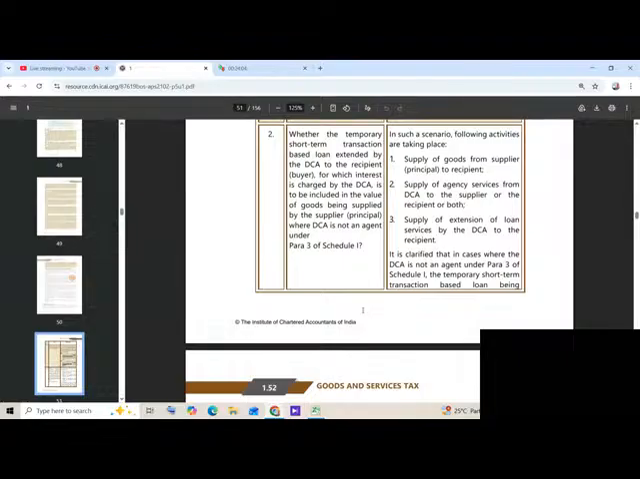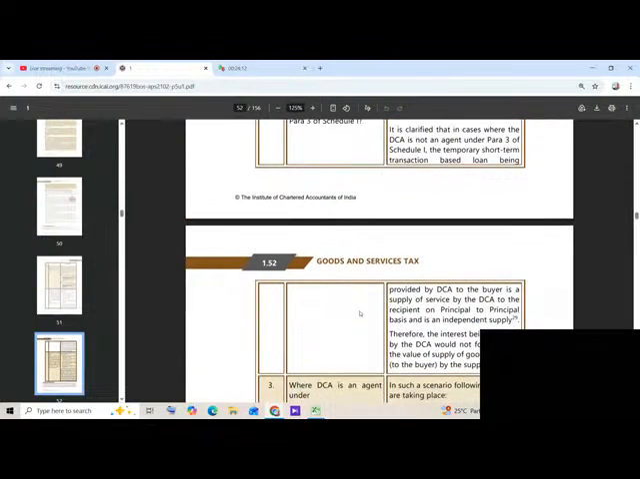It is clarified that in cases where the DCA is not an agent under Para 3 of Schedule 1, the temporary short term transaction based loan being provided by DCA to the buyer is a supply of service by the DCA to the recipient on principal to principal basis and is an independent supply. Therefore, the interest being charged by the DCA would not form part of the value of supply of goods supplied by the supplier.